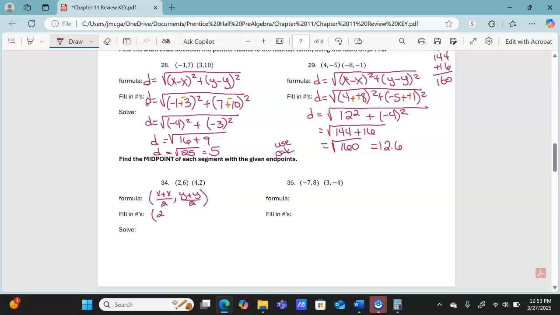So we have 2 plus 4 over 2 and 6 plus 2 over 2. So we have 6 over 2 and 8 over 2. 6 over 2 reduces to 3, 8 over 2 reduces to 4.